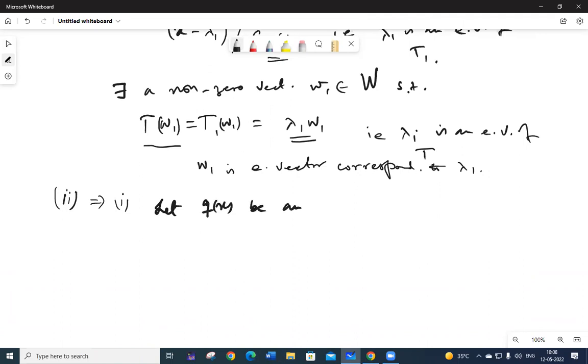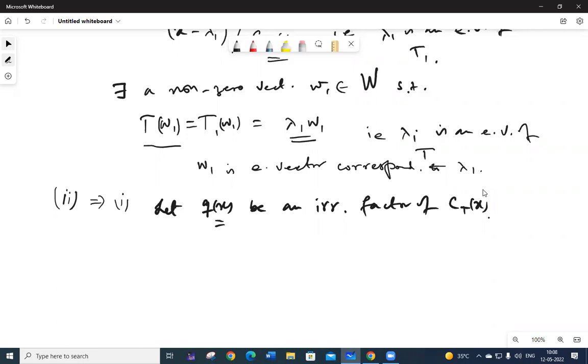QX be an irreducible factor of CTX. Irreducible factor, it may be of degree 2, it may be of degree 3, it may be of degree 1. If it is of degree 1, that means CTX is splitting. So we have to prove finally that QX, which is an irreducible factor of CTX, which we have assumed, is none other than a linear factor.